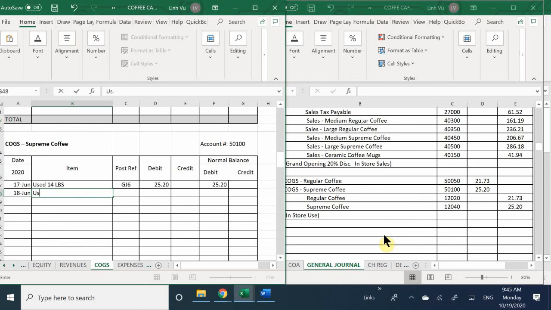Maybe I should just copy that directly. General journal number 7. All right, and how much did my 14 pounds cost me? 25.20. Bringing my new grand total to be 50.40. Good. All right, now what's the next account that I'm going to go to?